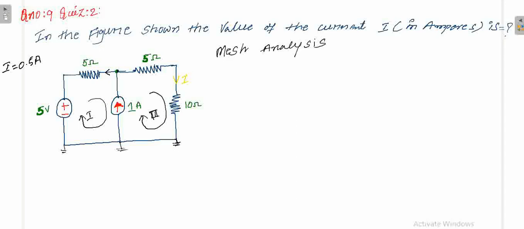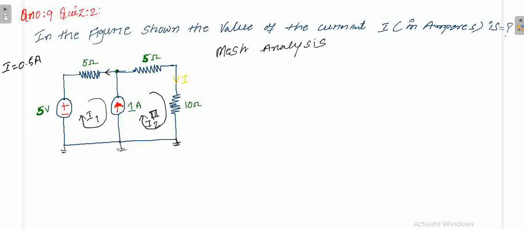Super mesh analysis concept is applicable whenever there is a current source between the two meshes. If I have a current source between the two meshes, it makes our problem easy. So let us consider this is current I1 and this is current I2. So let us apply KVL here.